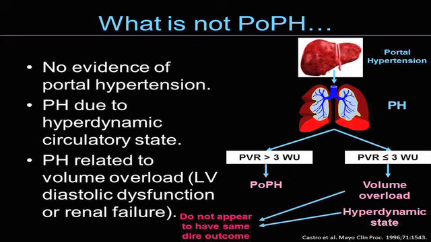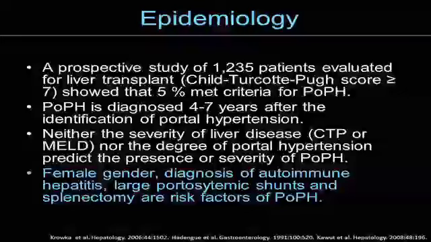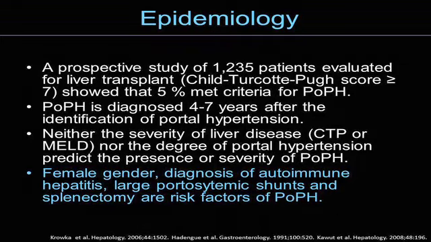If you have a very high cardiac output in the presence of normal wedge, then you do not have porto-pulmonary hypertension, you have a hyperdynamic state. And if you have a high wedge, then what you have is volume overload. This is very common in these patients because they have cardiac cirrhosis with left ventricular diastolic dysfunction, and they may also tend to have renal failure with volume overload. So those two conditions, the volume overload and hyperdynamic state, are differentiated because the PVR is below 3. This is part of the epidemiology of the disease.